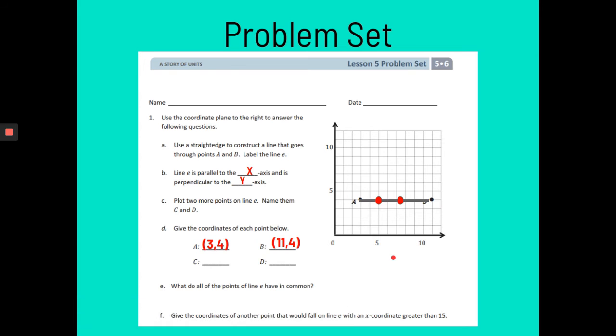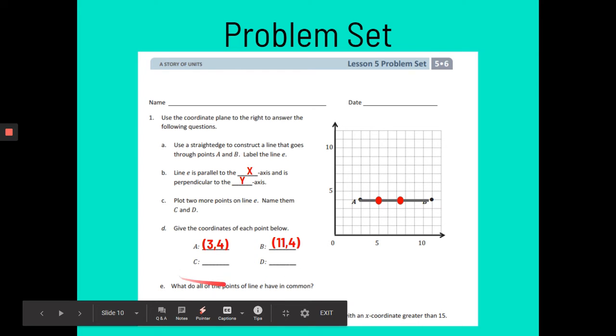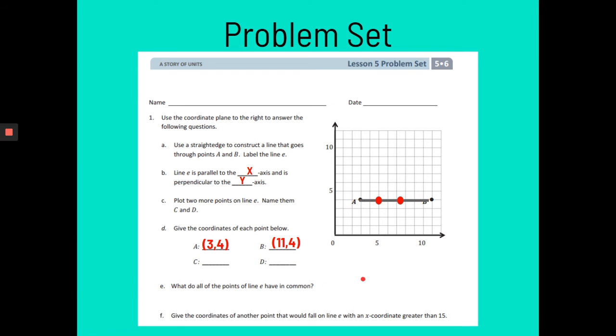All right, and E, what do all the points on line E have in common? It's a similar question, or a similar answer, to the question I just asked. But what do you think? What do they all have in common? That's another question. So you're going to answer two questions in your comments. One, what can we assume about C and D based off of what we know? And two, what do all the points of line E have in common?